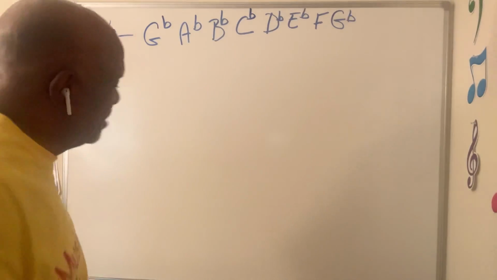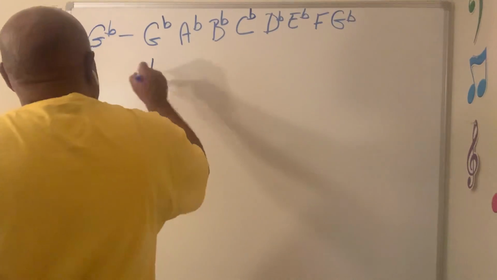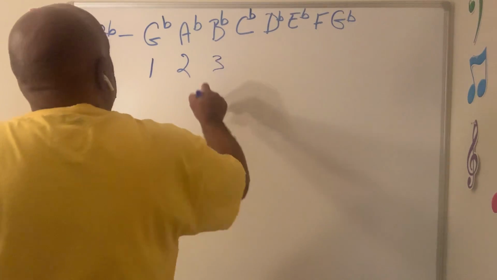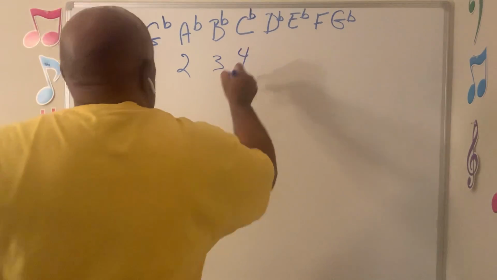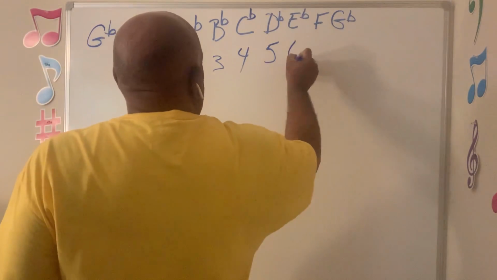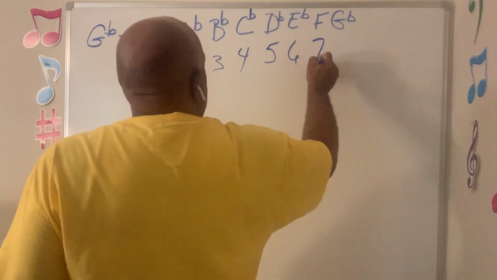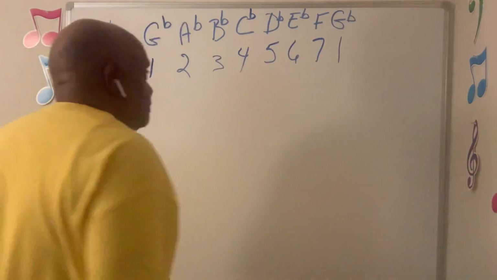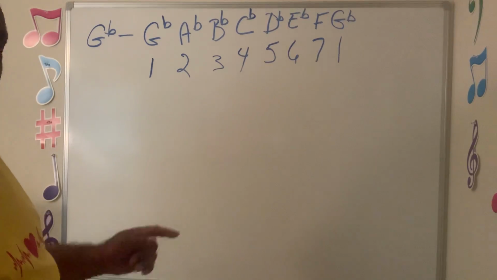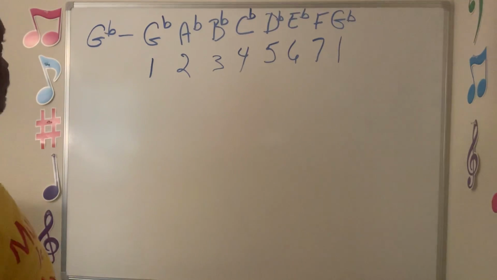Now, let's put the number system under it. G flat is the 1, A flat is the 2, B flat is the 3, C flat is the 4, D flat is the 5, E flat is the 6, F is the 7, then back to the 1, G flat. Now, let's see if we can find the relative minor of the key of G flat.